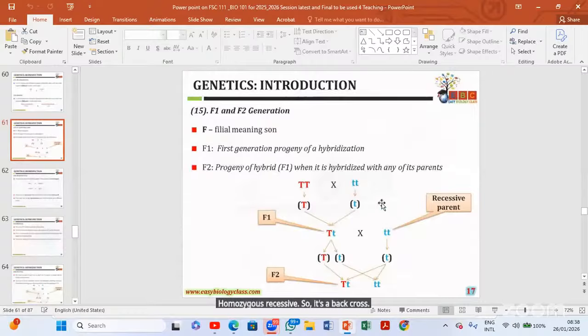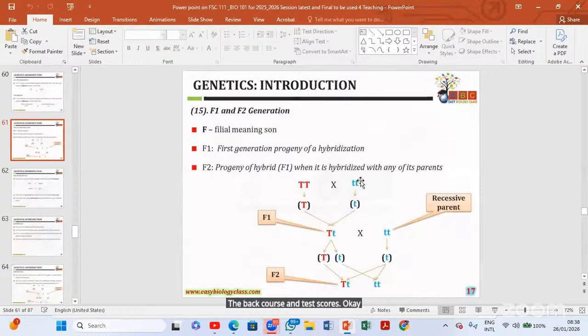It's a type of back cross. But back cross can be carried out with either of the parents, whether it is a homozygous dominant parent or a homozygous recessive parent. So that is back cross. But I said test cross is a back cross. When that back cross is done with the homozygous recessive parent, then it is called test cross. You can now see the difference between the back cross and test cross.